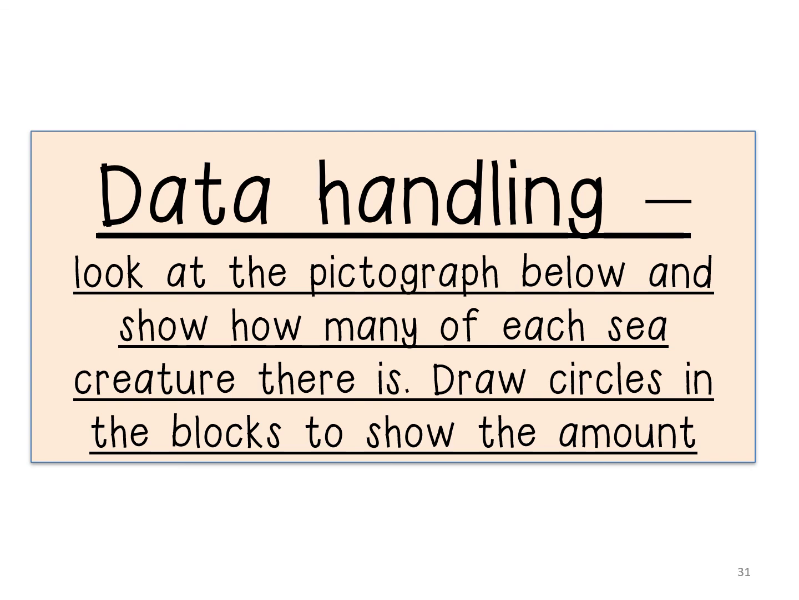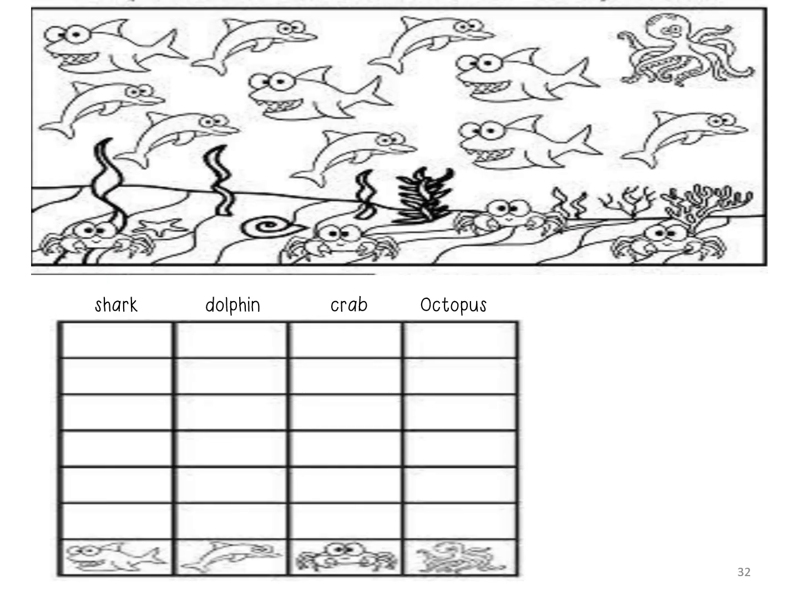Now we are going to be doing data handling. It says, look at the pictograph below and show how many of each sea creature there is. Draw circles in the blocks to show the amount. So now, boys and girls, as you can see, these are all our sea creatures. Let's see what sea creatures we have. We have the shark, we have the dolphin, we have the crab, and we have the octopus.